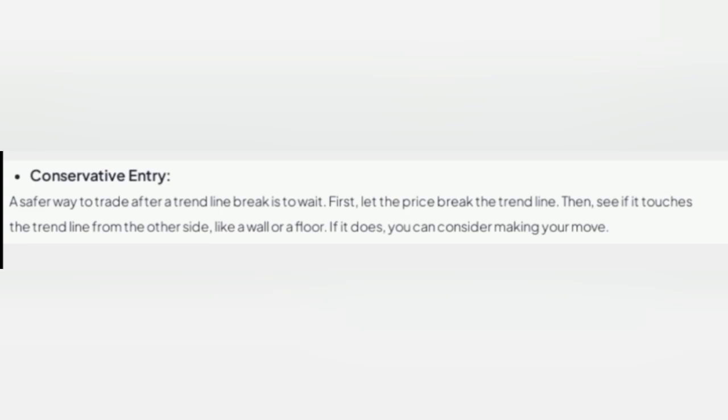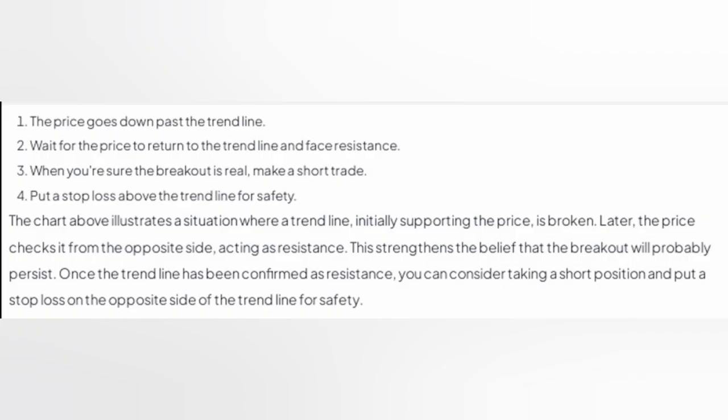Then, see if it touches the trendline from the other side, like a wall or a floor. If it does, you can consider making your move. Conservative entry. The price goes down past the trendline. Wait for the price to return to the trendline and face resistance. When you're sure the breakout is real, make a short trade. Put a stop loss above the trendline for safety.